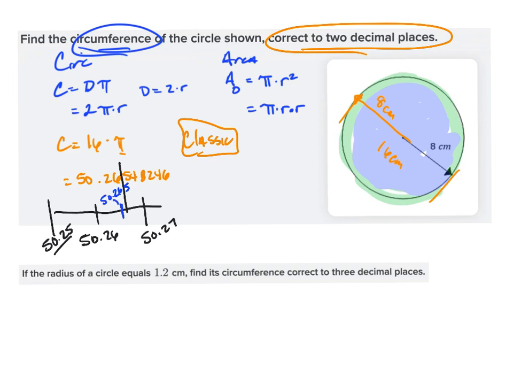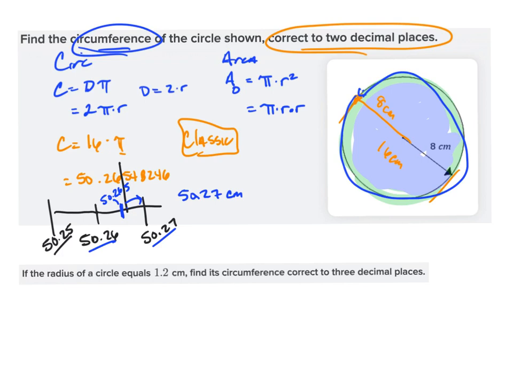And so the question is, which one is it closest to, 50.26 or 50.27? The reason why I give you 0.265 is that's the middle point between the two. And this is closer to 50.27. So our answer is going to be 50.27 centimeters. And it's not centimeters squared because we're just measuring a linear length around the circle.